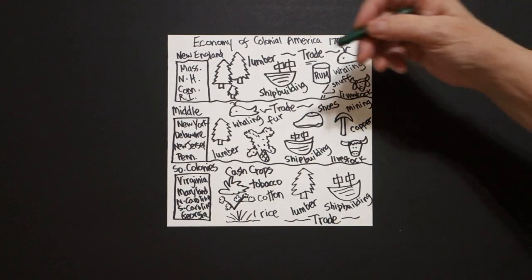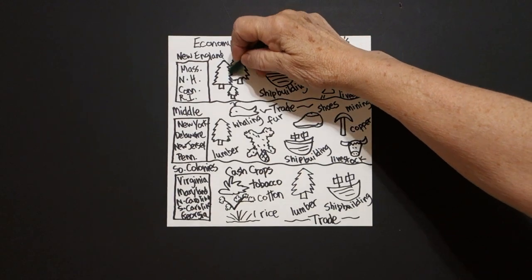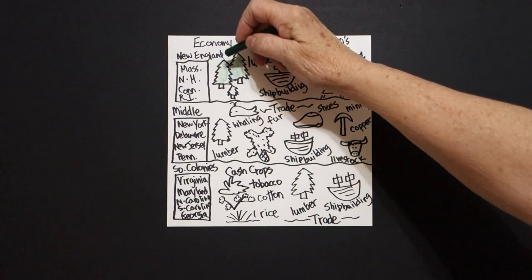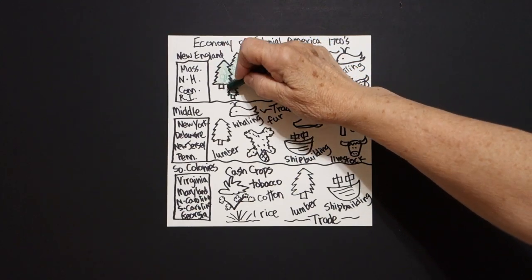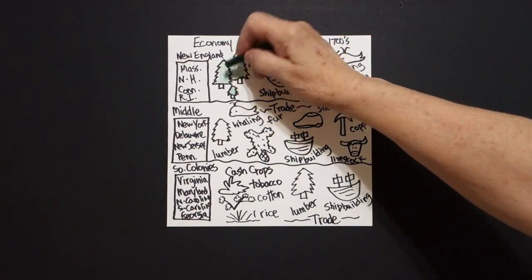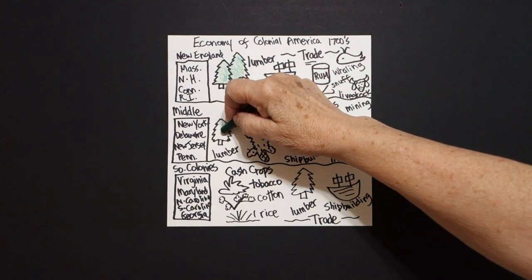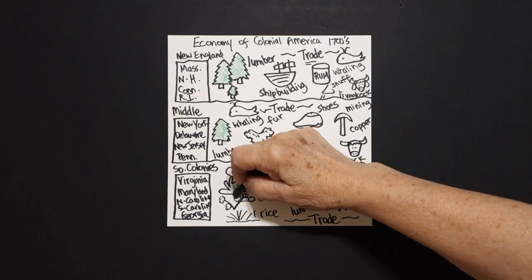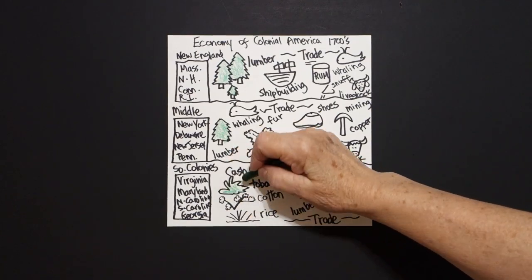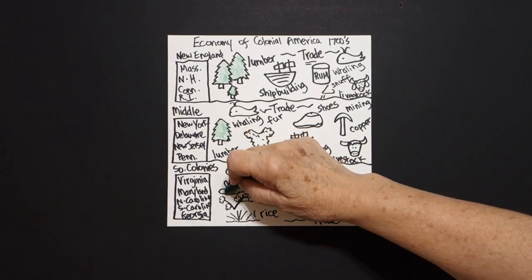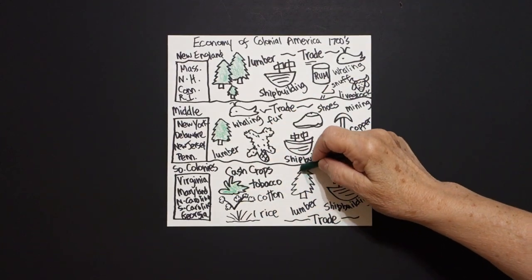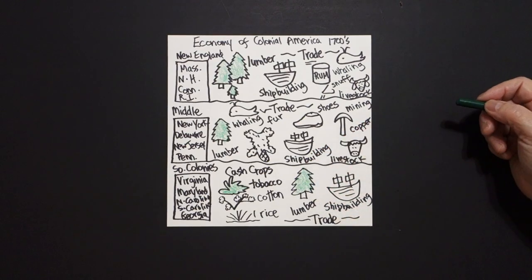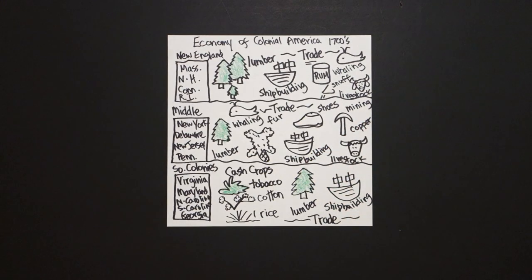Okay, this is such a busy chart that, like I always say, you don't want to spend a lot of time on the coloring because you don't want to mess it up with a lot of details, but you do want it to show. So I'm going to do all of my greens first, especially down here. Okay, get all of those lumber. And like I said, these are natural resources. That's what the colonies were known for.